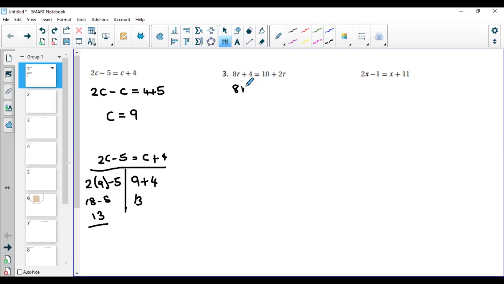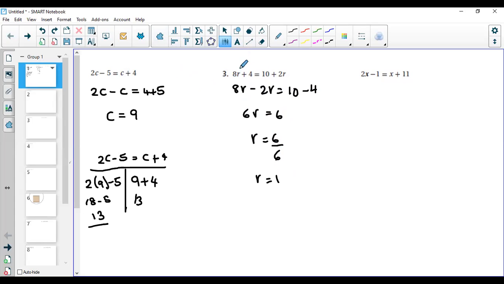If you have a pen and a pencil, it's always better you solve it before I do, so that you can check your answers. So this is going to be 8r minus 2r equals 10 minus 4. So that's going to give you 6r equals 6, which means r is going to be 6 over 6, which means r is going to be equal to 1.